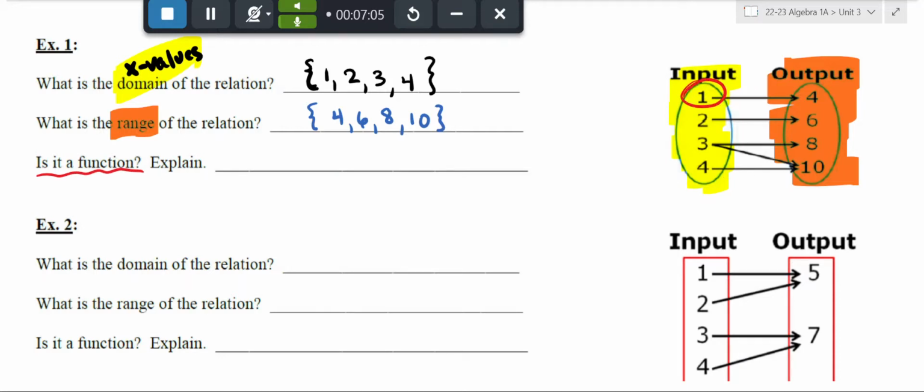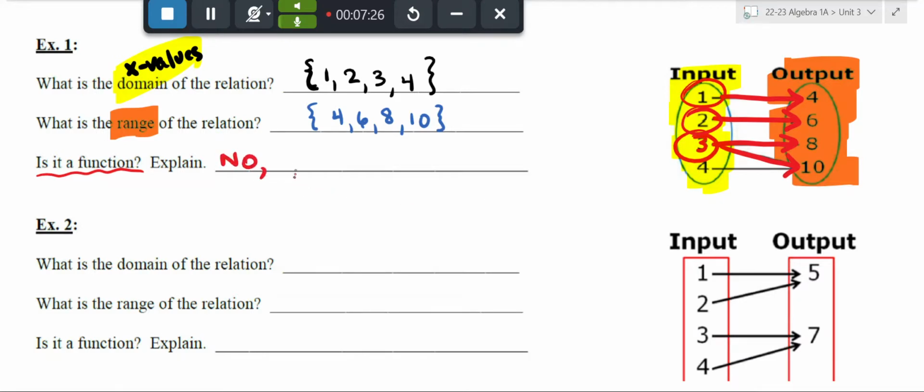Right here, input 1 has only one output, 4. Number 2, x equals 2, is mapped to output 6, only 1. 3, though, is mapped to 8, and it is also mapped to 10. So then the question is, is it a function?